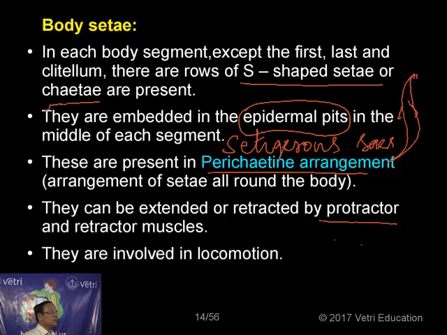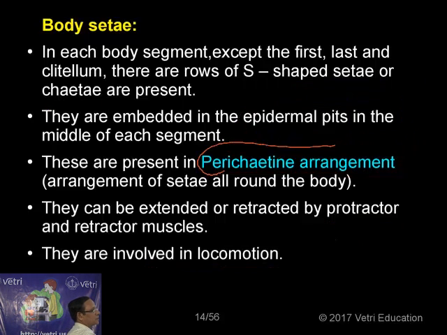The extension is by means of protractor muscles. The retraction is by means of the retractor muscles. Along with the coelomic fluid and the body muscles, they are involved in locomotion. So the perichaetine arrangement, just remember that: the arrangement of setae like a ring all around the body. This condition is called perichaetine arrangement.